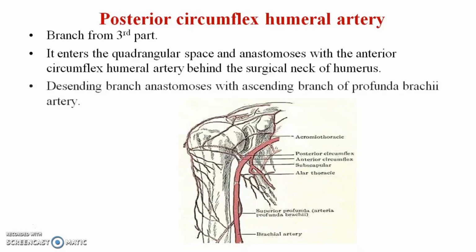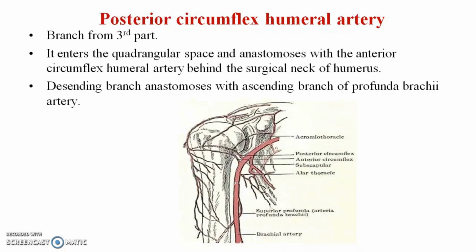After anastomosing, it is also giving a branch which is the descending branch. That descending branch is going to anastomose with the ascending branch of profunda brachii artery. This profunda brachii artery is a branch of brachial artery, which is again a continuation of axillary artery. So about the details of those arteries we will deal later.